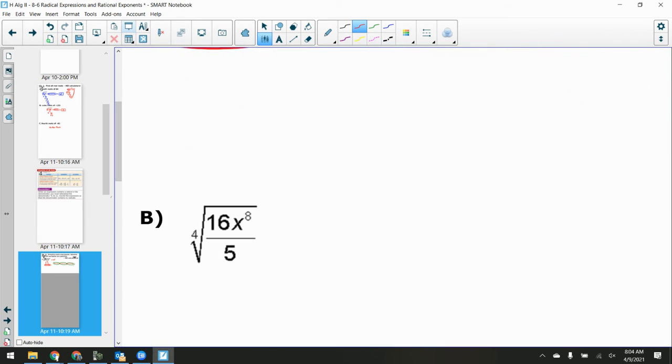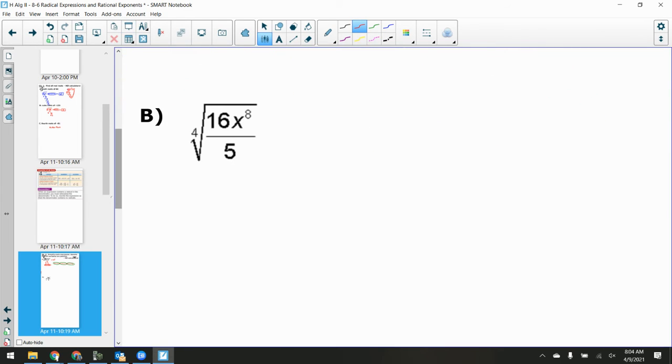All right, let's take another one here. The fourth root of 16x to the 8th over 5. Now remember that if I've got a square root of a fraction, I could take the square root of each top and bottom piece. Right? I keep saying square root. Excuse me on that. I mean the radical of each top and bottom.